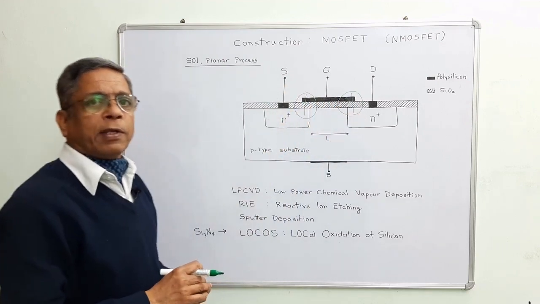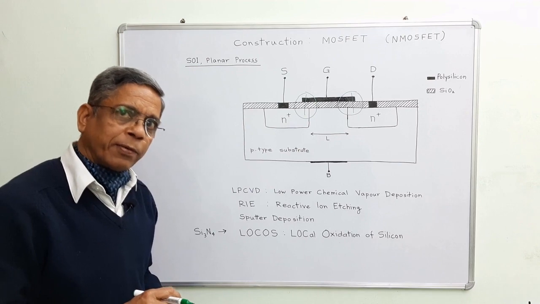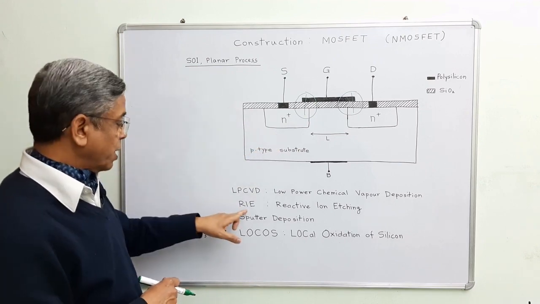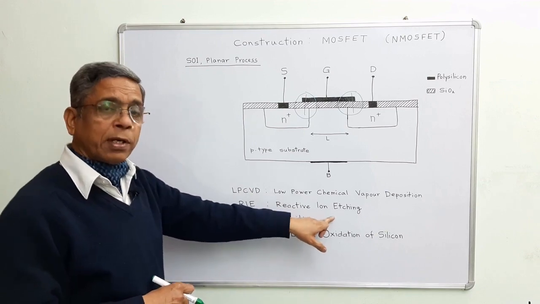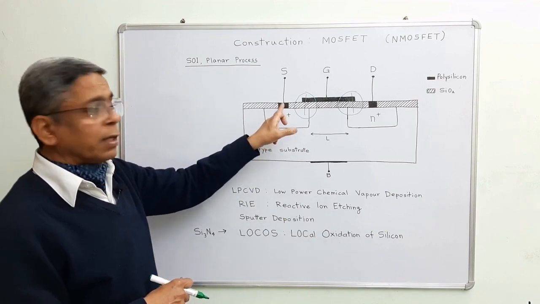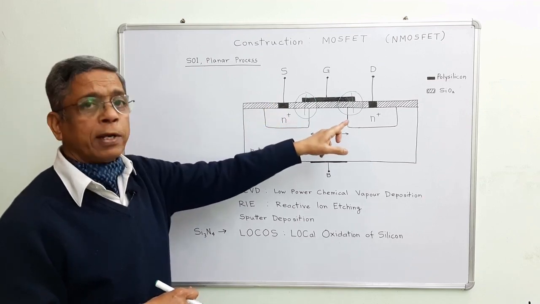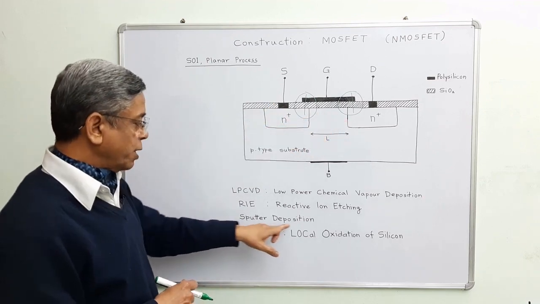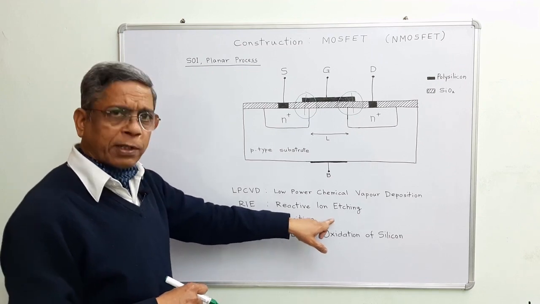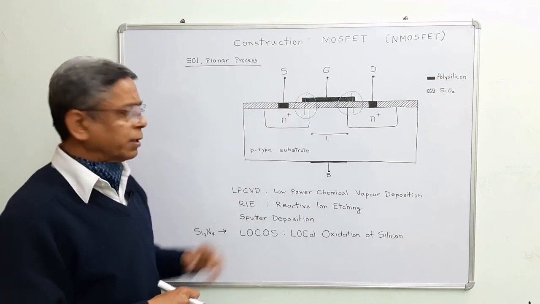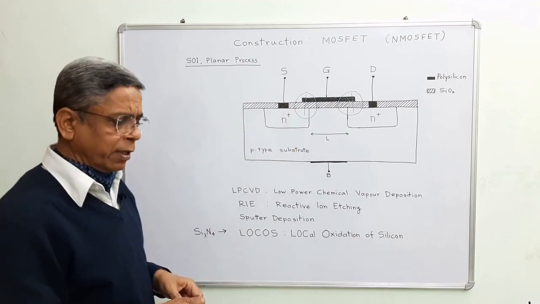This is because of self-aligned gate technology. After that, this layer is further etched by using RIE, reactive ion etching, to make space for making electrical connection for source and drain region by using sputter deposition. We deposit suitable material for electric connection over here. This way, the basic form is there.